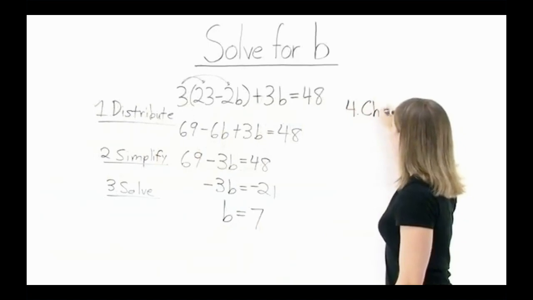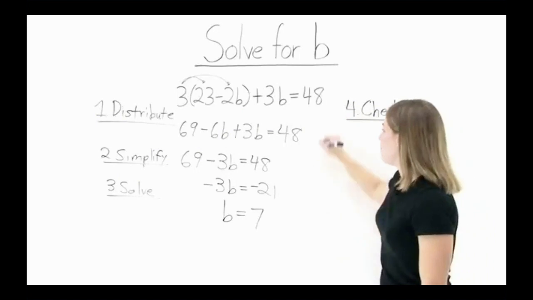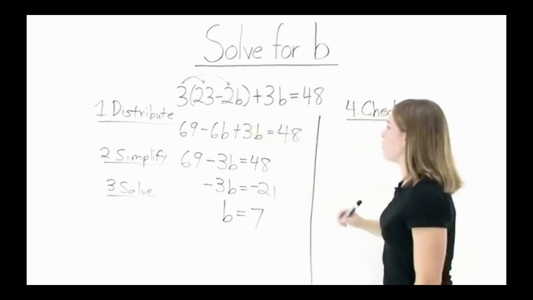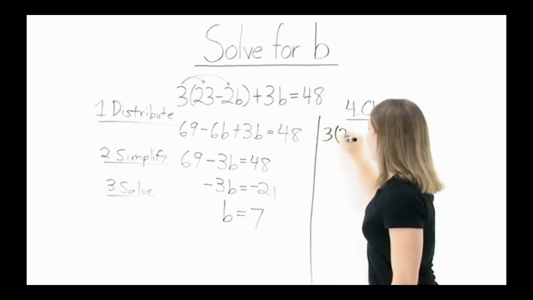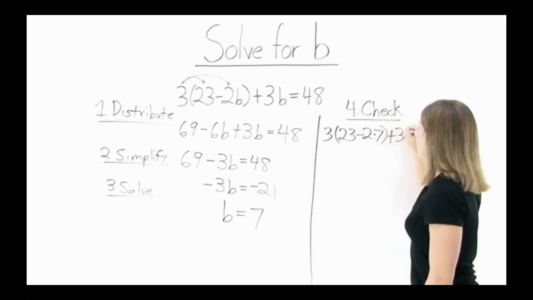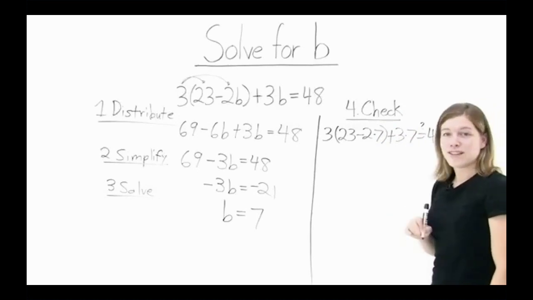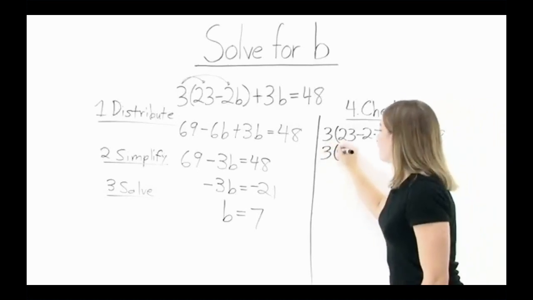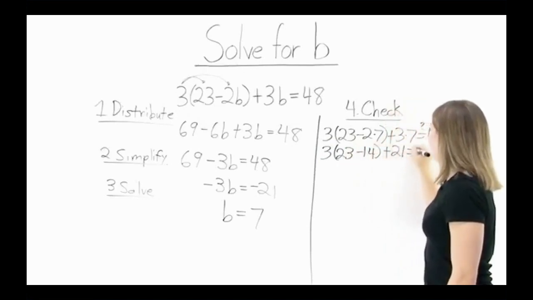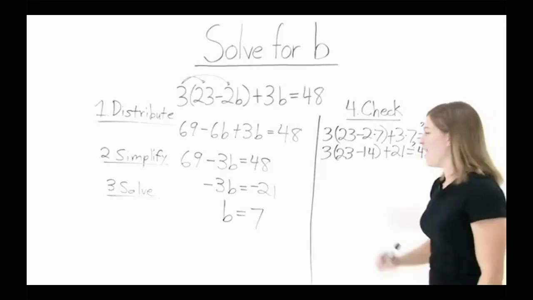So step number 4 is to plug in our answer into our original equation and see if it makes a true statement. So take 7 and plug it into any b that you find in our original equation. So we get 3 times the quantity 23 minus 2 times 7 plus 3 times 7, and we want to know if that's equal to 48. Well, let's simplify it. 3 times 23 minus 14 plus 21, is that equal to 48? I don't know. Keep simplifying.